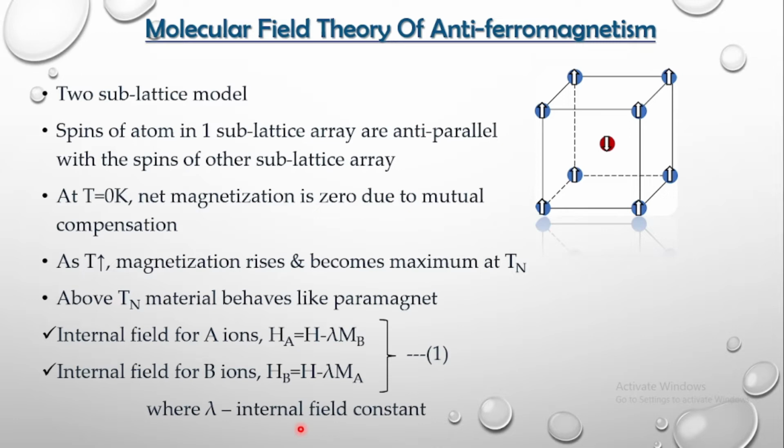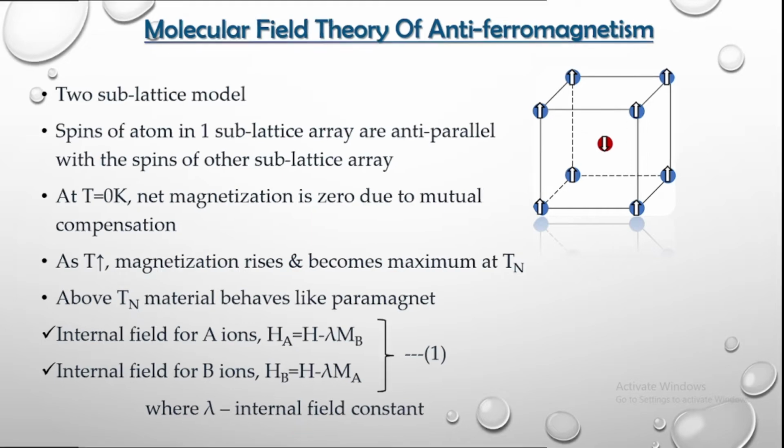So roughly we have seen what happens at T equals 0 Kelvin, that is net magnetization is 0, and as the temperature increases magnetization is going to rise and finally it will become maximum at the Néel point or Néel temperature. So here we can divide the whole thing into different cases. Case 1 will be temperature greater than TN, that is Néel temperature, and case 2 will be temperature less than Néel temperature. So this is the case above Néel temperature, that is far away from the saturation, which occurs at T equals 0 Kelvin.